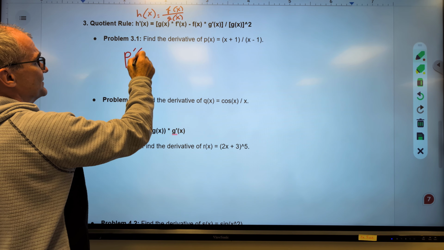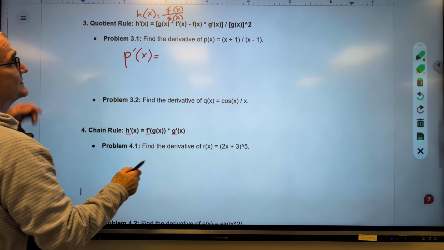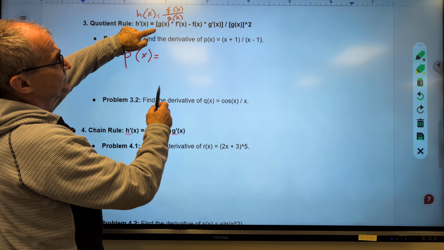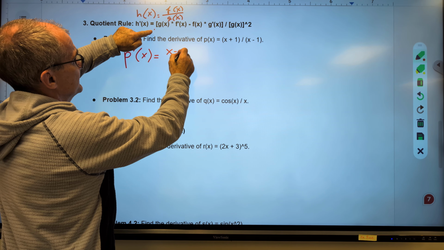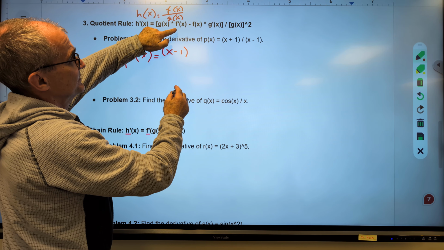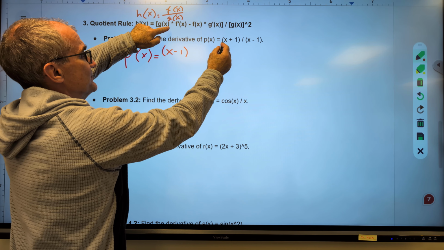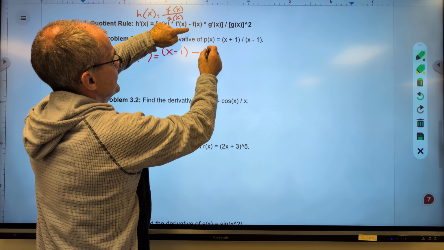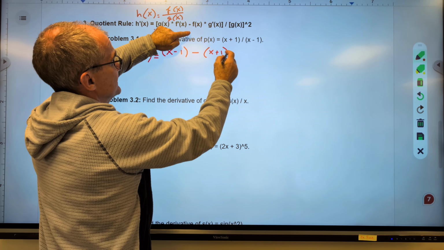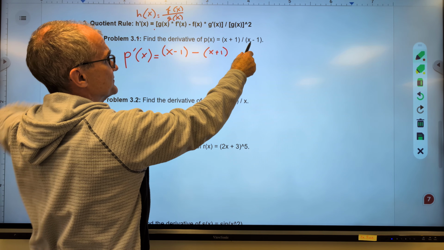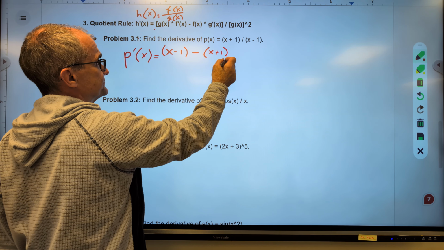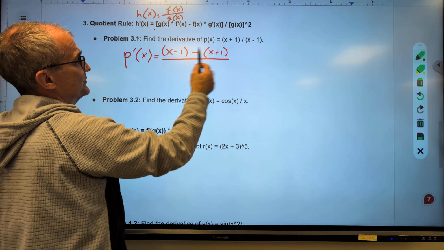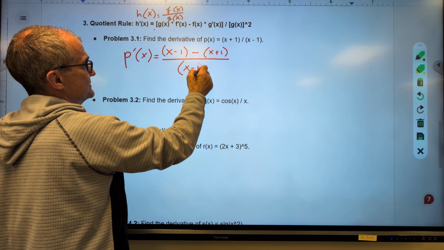So p prime of x, its derivative, is going to be equal to the bottom term, right? x minus 1 times the derivative of the top term. Derivative of this is just 1, minus the top term, x plus 1, times the derivative of the bottom term, which is 1, all divided by the bottom term squared. So x minus 1 squared.